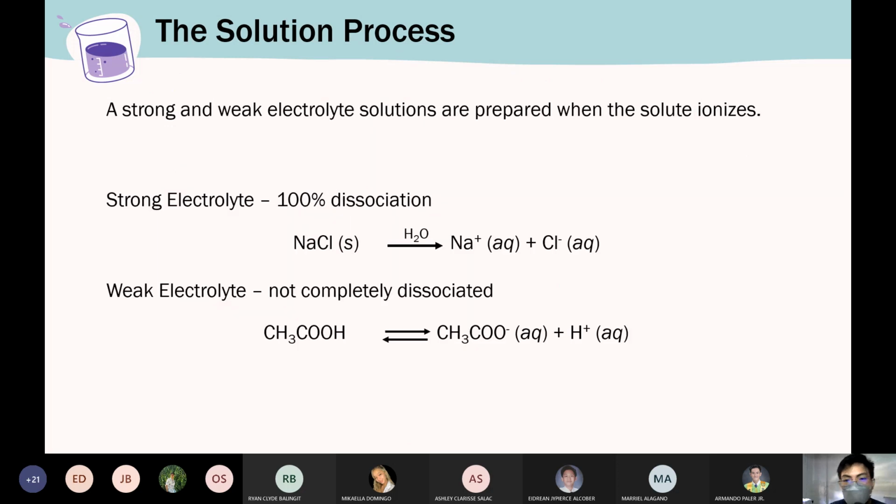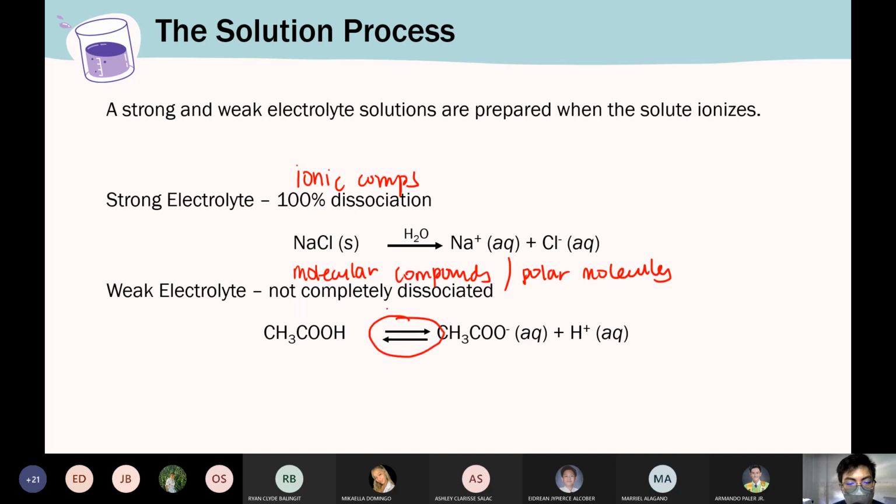Okay? So ito na nga yung sinasabi ko kanina. Pag strong electrolyte, full dissociation because they are ionic compounds. For weak electrolyte, sila yung mga molecular compounds or mga polar molecules. Okay? At tandaan na, yun yung major difference nila. Okay? For example, acetic acid, ito yung sinasabi ko kanina, na it doesn't fully dissociate. No? Okay? Anyway, we will discuss this arrow sa chapter 3. No? Discuss natin yung arrow.